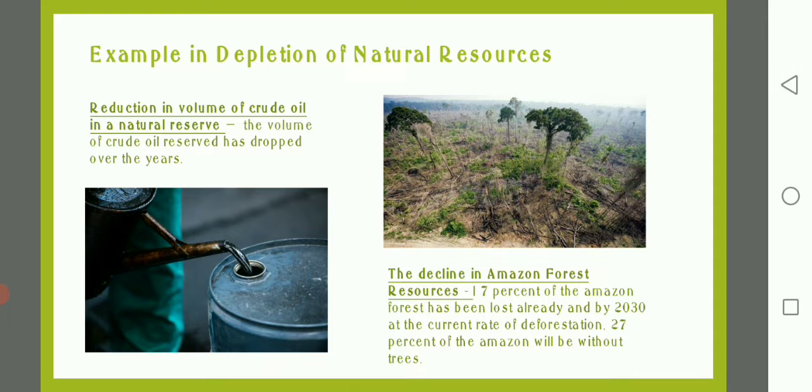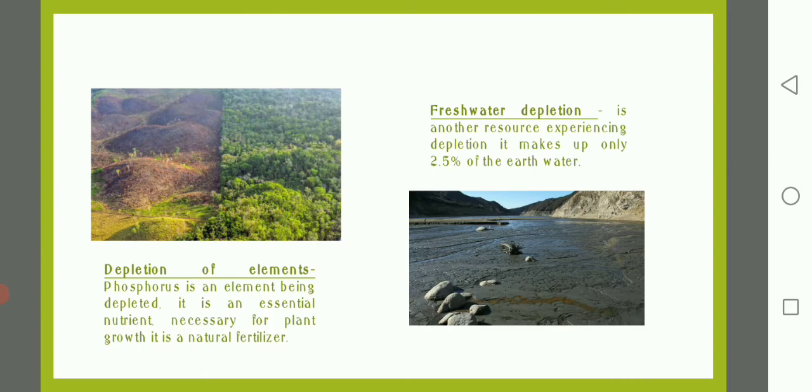The second is the decline in Amazon forest resources. Amazon forest is the world's biggest rainforest. It is made up of a mosaic of ecosystem and vegetation types, including rainforest, seasonal forest, deciduous forest, flooded forest, and savannas.